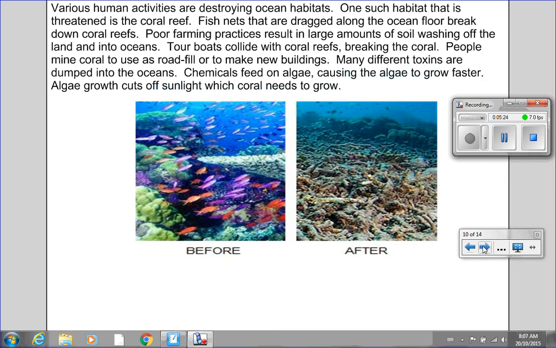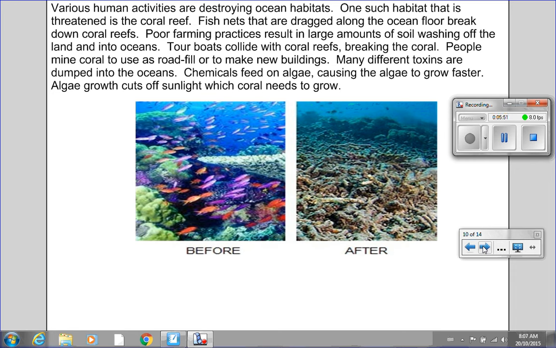Various human activities are destroying ocean habitats. One such habitat that is threatened is the coral reef. Fish nets that are dragged along the ocean floor break down coral reefs. Poor farming practices result in large amounts of soil washing off the land and into oceans. Tour boats collide with coral reefs, breaking the coral. People mine coral to use as road-fill or to make new buildings.